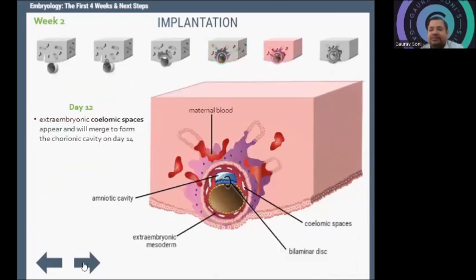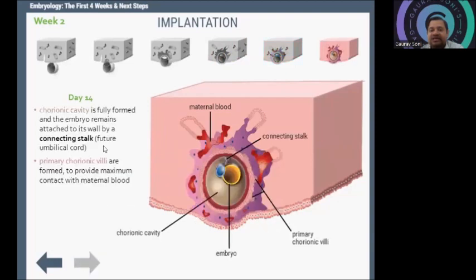Next stage in the implantation: on day 12, some coelomic spaces will be developed in the extraembryonic part. You can see these small spaces are developed. That is coelomic spaces in the extraembryonic mesoderm, and the chorionic cavity will be formed on the 14th day. Then the last part.